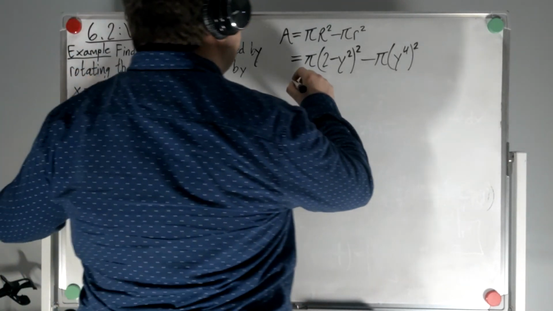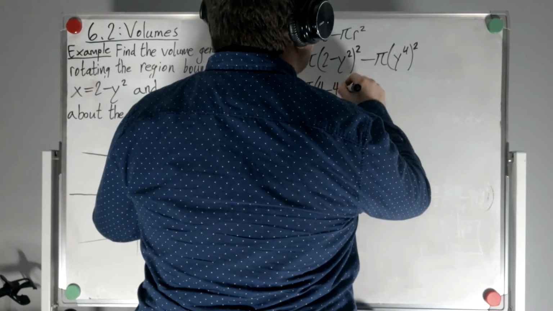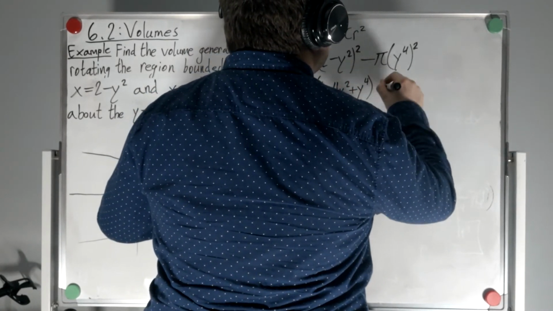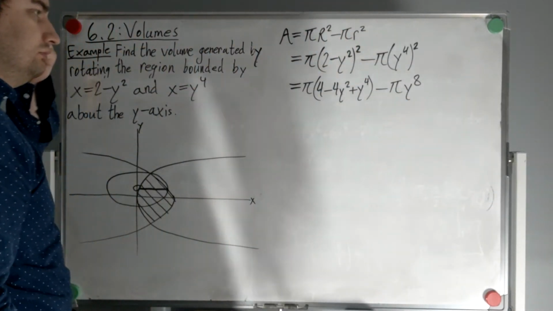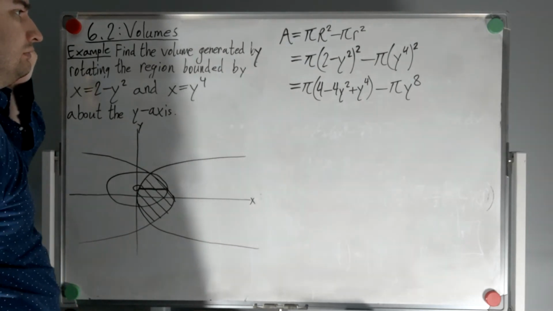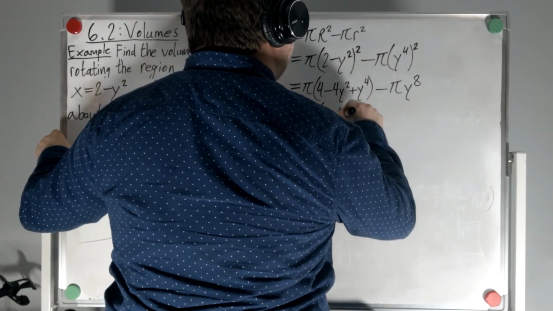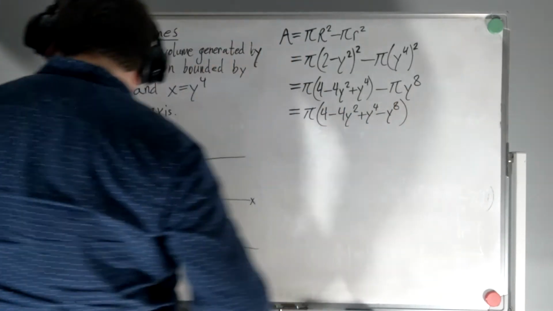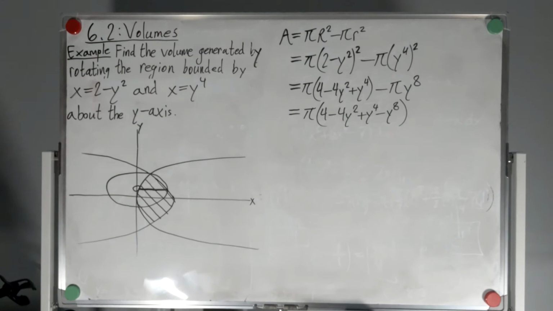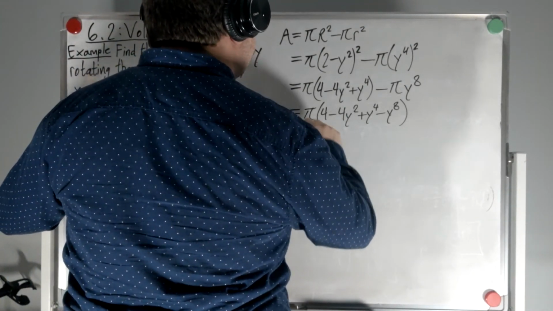So, let's see here. This is pi times 4 minus 4y squared plus y to the fourth, minus pi times y to the eighth. So pi times 4 minus 4y squared plus y to the fourth minus y to the eighth. And so the volume is going to be the integral of that.